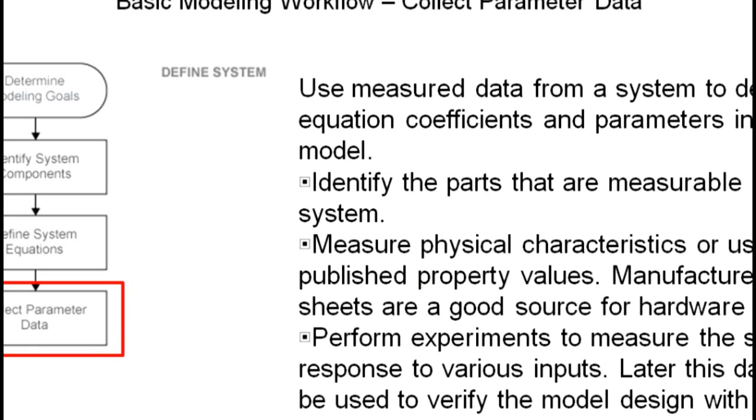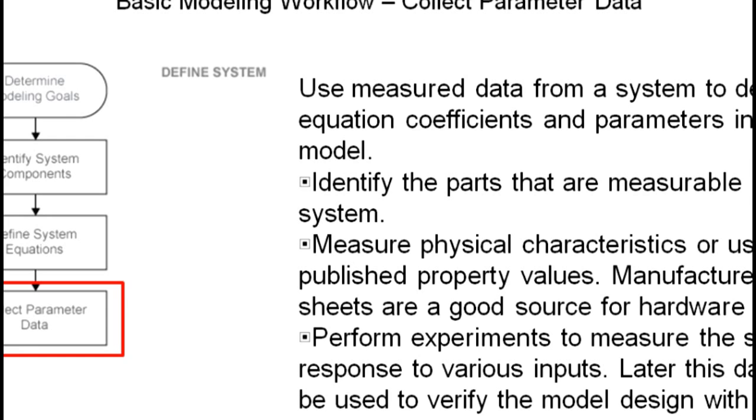Now we have the fourth part, that is collecting the parameter data. Collecting parameter data includes creating a list of equation variables and constant coefficients and determining the coefficient values from published sources or by performing experiments on the system. Using the measured data from a system, we define equation coefficients and parameters in our model.